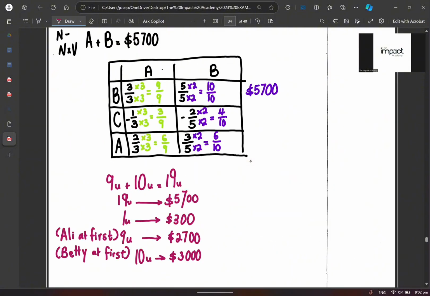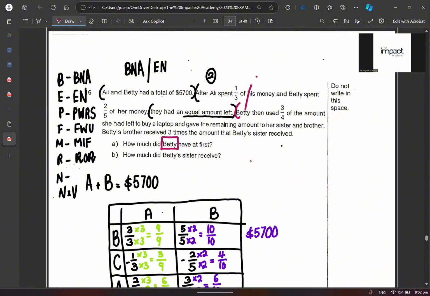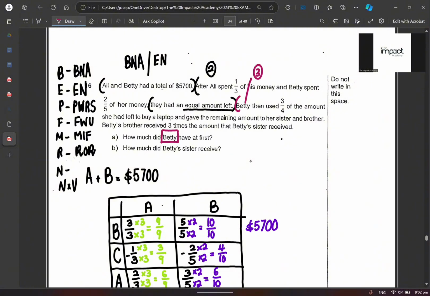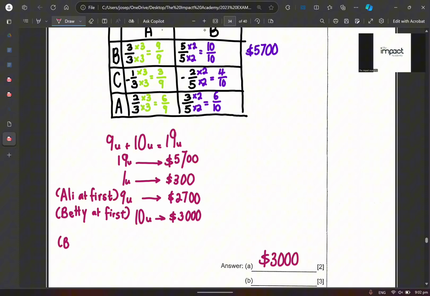Too slow. Now, what we want to do now is read the next sentence. Okay, sentence number 3. Can everyone read sentence number 3 for me? Betty then used 3/4. Did she use 3/4 of what she had, or 3/4 of the amount that she had left? How much is she left with? Very good. So Betty says, right now I'm left with how much? 6 units, right? True or not? So we go 300 times 6, we get to an answer of 1,800, right?